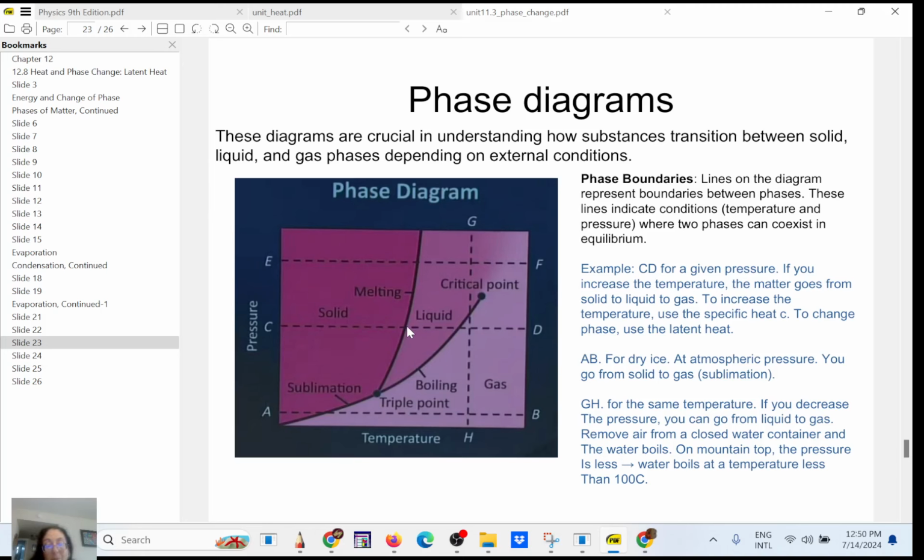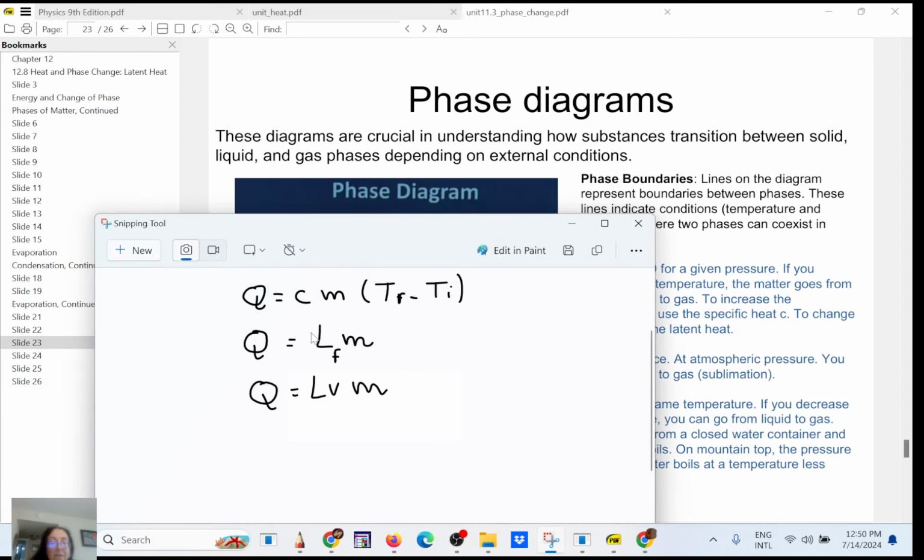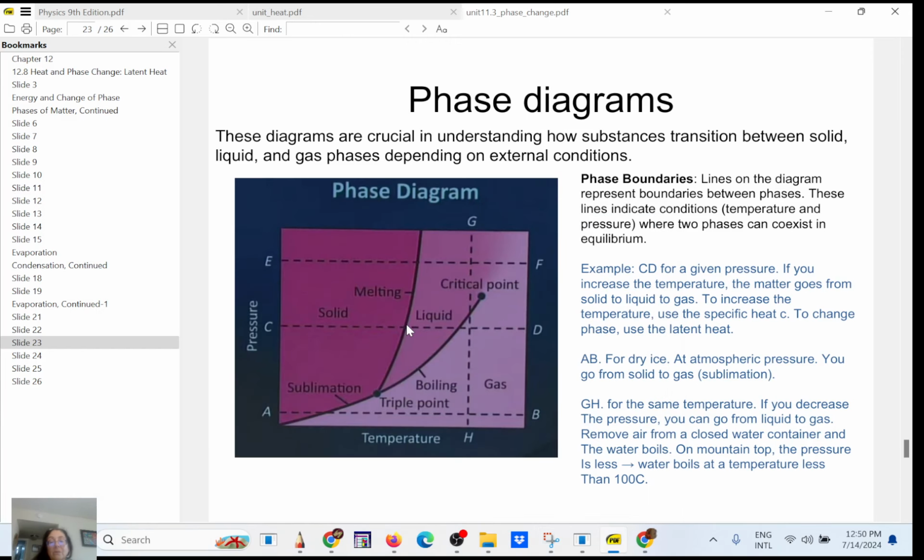And here temperature will stay the same. So you have a coexistence between solid and liquid. The temperature will not change until all the solid has melted. So in that case, you use this equation here. That will be the heat absorbed, that will be the latent heat of fusion, and that will be the mass of material. So the mass here is constant.